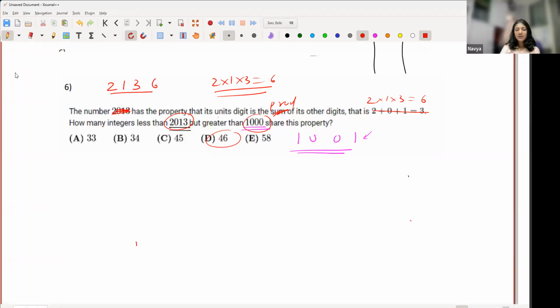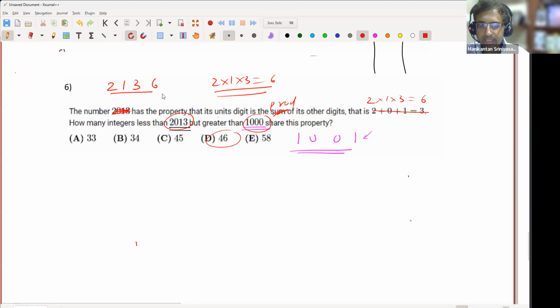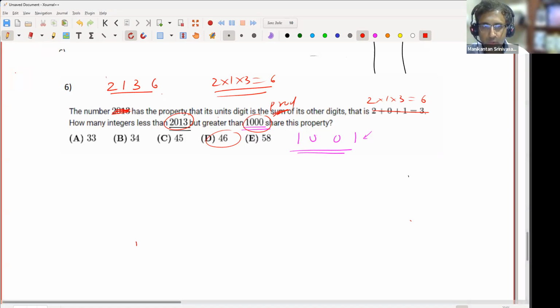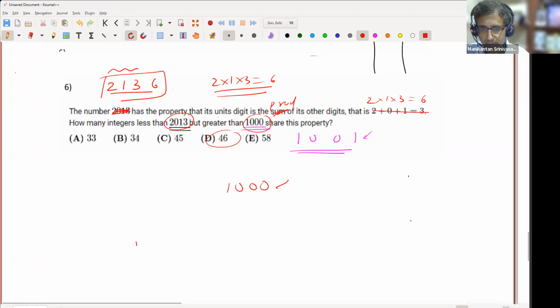So can you just repeat the question? I feel like I missed out on some detail. Okay, I've given an example number 2136, which is obviously not within this bound. 2136 is a number where the product of the first 3 digits is the 4th digit, right? How many numbers in this band have that same property?